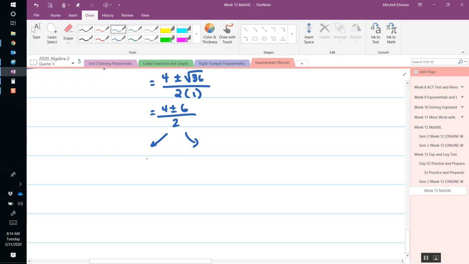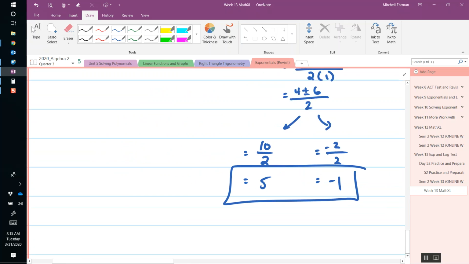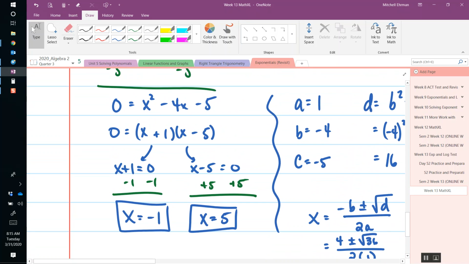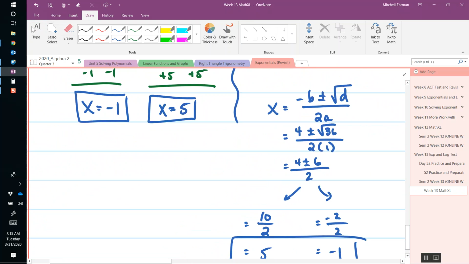We'll go ahead and split this up twice here, because 4 plus 6 is 10. 10 divided by 2 represents one answer, and 4 minus 6 is -2. -2 divided by 2 is the other answer, and we end up with 5 and -1. Just the same as what we saw a few moments ago. So now hopefully you can see why I prefer factoring whenever possible, because it tends to be a bit quicker, but the factoring technique doesn't always work, whereas the quadratic formula does.